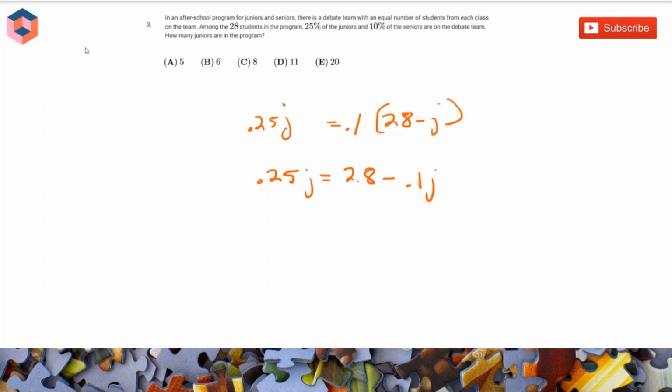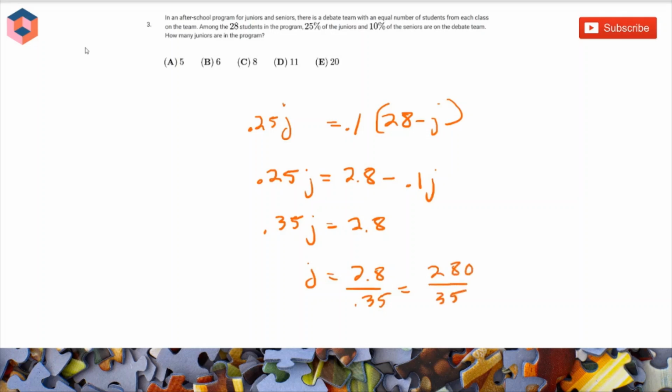Adding 0.1j to both sides, we get 0.35j equals 2.8. Now notice that 35 and 28 are both multiples of 7. So we know that this will lead to a nice answer. 2.8 divided by 0.35 is the same as 280 divided by 35.